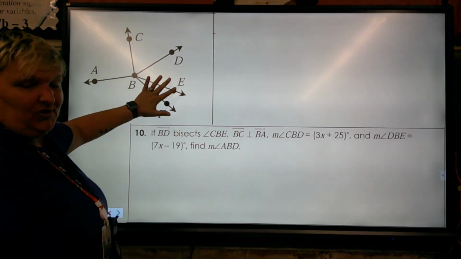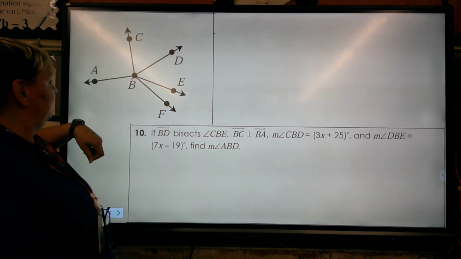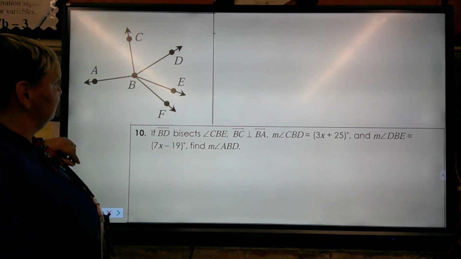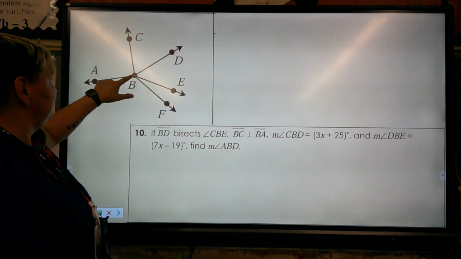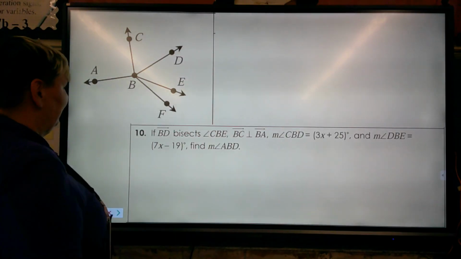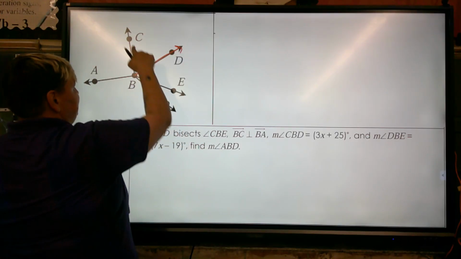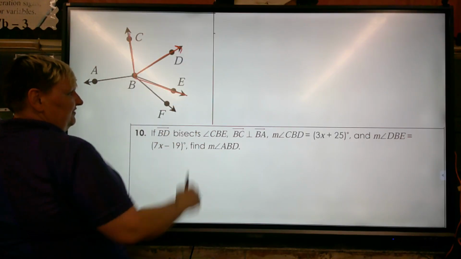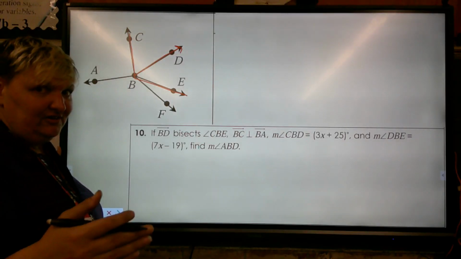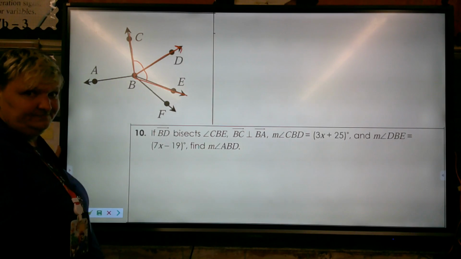These are the angles we're working with. It looks insane. E's my vertex. It looks like we have a 90-degree angle, but let's wait and see if they tell us. It also looks like we have a bisector, cutting it in half. Let's wait. All right. So if BD bisects CBE, bisects, cuts in half, creates two equal pieces, that means this piece and this piece are equal.